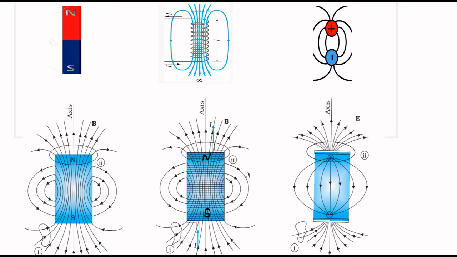But in case of electric dipole, electric field lines are produced. And these electric field lines leave out from the positive charge, and they enter at negative charge. Here no closed loops are formed.